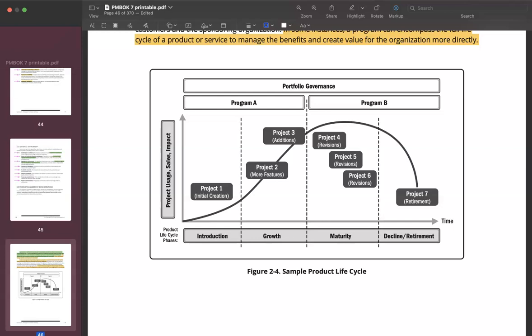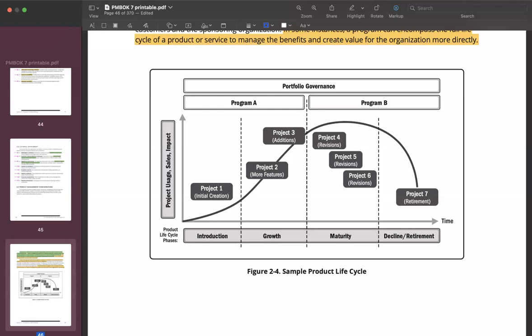So if you see, you can enhance the product through different projects. So you can have one project which is used for initial creation, you can have another project for adding more features, you can have another project for adding further features and revisions and enhancements and so on and so forth, until you reach a point where the product becomes obsolete or starts becoming obsolete, or it starts facing stiff competition, and eventually you have to retire the product.